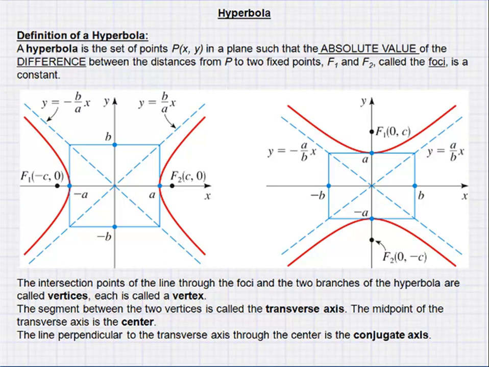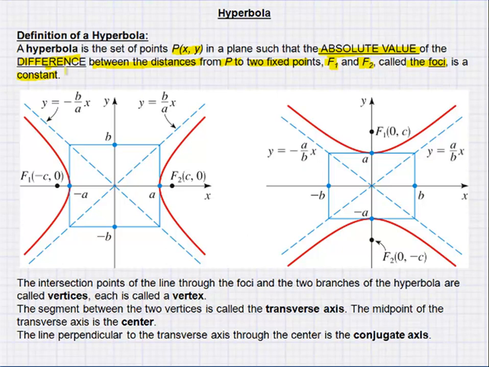A hyperbola is the set of points P(x, y) in a plane such that the absolute value of the difference between the distances from P to two fixed points, F1 and F2, called the foci, is a constant. Now you could read that definition again, like all the other definitions, a bunch of times, and it's not going to make a whole lot of sense. So let's look at these pictures to kind of make sense of them.